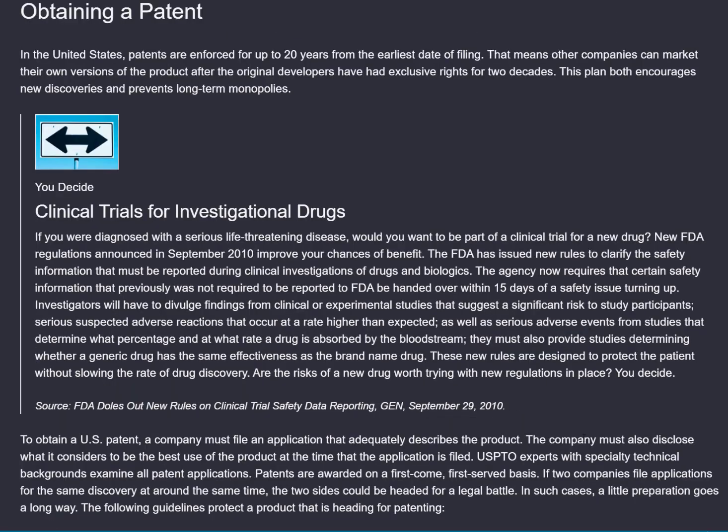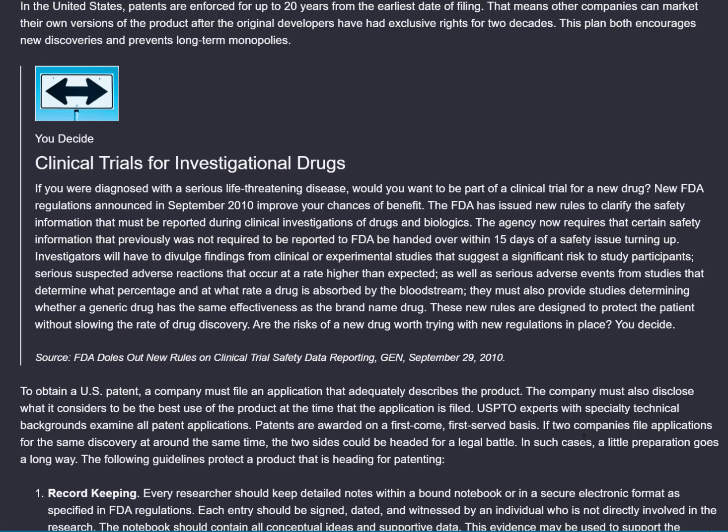Obtaining a patent. In the United States, patents are enforced for up to 20 years from the earliest date of filing. That means other companies can market their own versions of the product after the original developers have had exclusive rights for 2 decades. This plan both encourages new discoveries and prevents long-term monopolies.